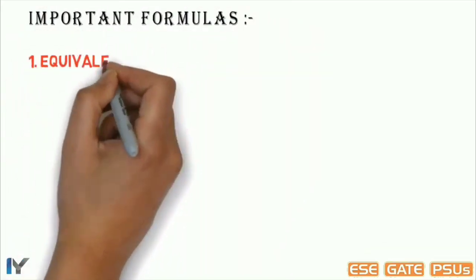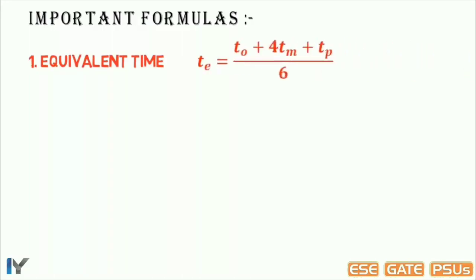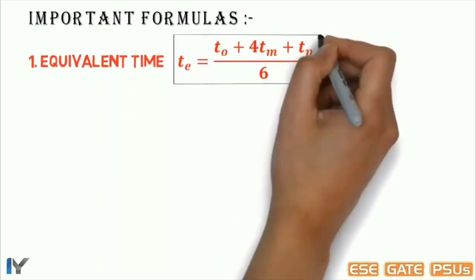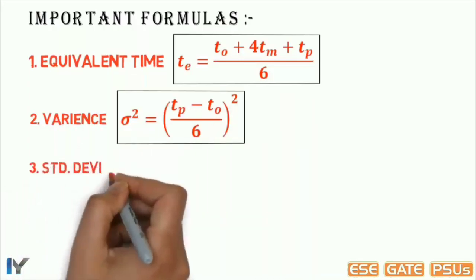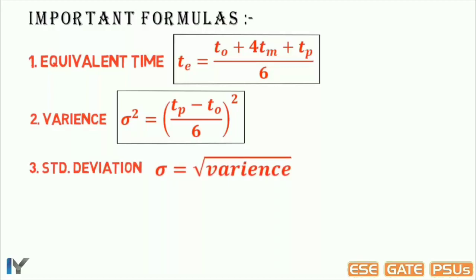To find out equivalent time for each activity, the formula is equivalent time equals optimistic time plus 4 times most likely time plus pessimistic time upon 6. Next, variance of each activity is pessimistic time minus optimistic time upon 6, whole square. Standard deviation sigma is under root of variance.